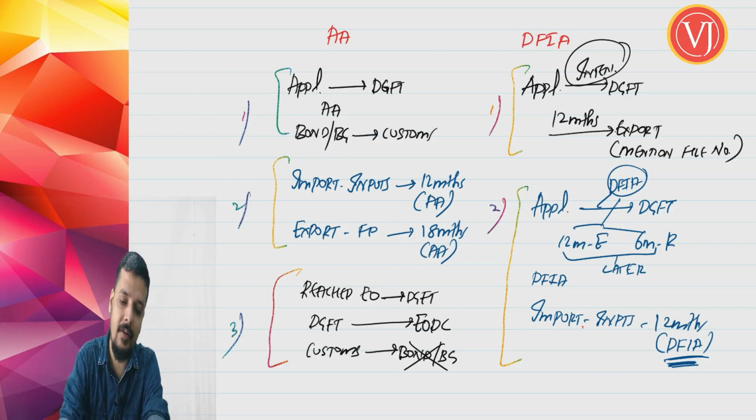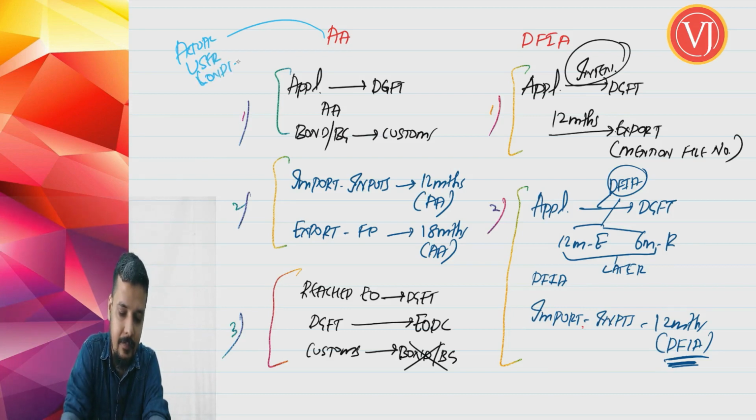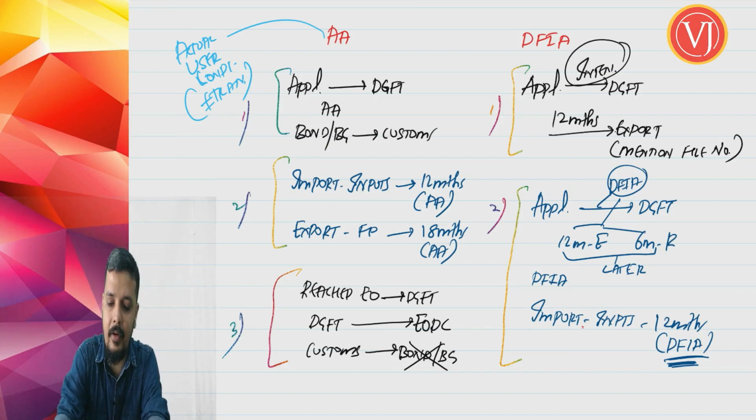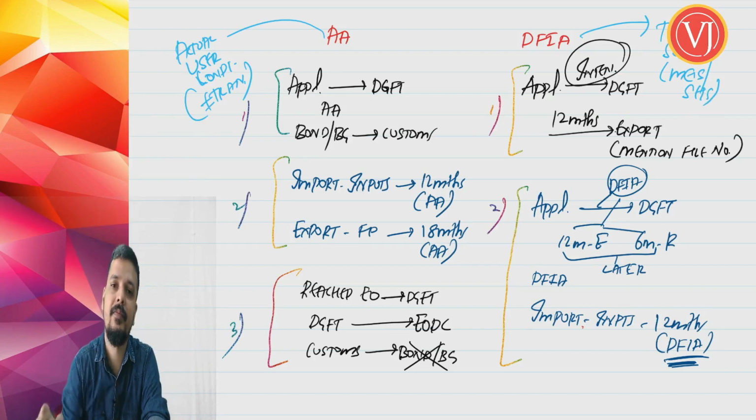And another difference, friends, you have to understand that this advance authorization is not transferable. It is based on actual user condition. Only you can use that. Only the person who is getting that advance authorization should use that input. So it is not transferable. Whereas your duty free import authorization is a transferable item. It is a transferable script. It works just like your MEIS script and SCIS script that we have discussed, right?